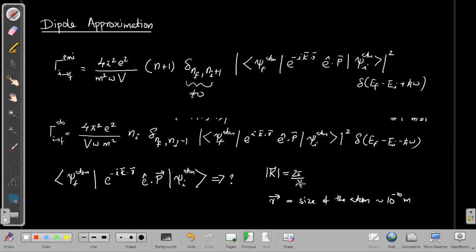And what about wavelength? Usually the wavelength would be in the order of nanometer or a micrometer, because we'll be using visible light or ultraviolet light. So the lambda will be in the order of 10 raised to minus 6 meter. Okay, so if this is the case, then what would be the average value of k dot r? The magnitude of k dot r will be 2 pi by lambda times a0, where a0 is the Bohr radius, and it will be approximately 10 raised to minus 3.